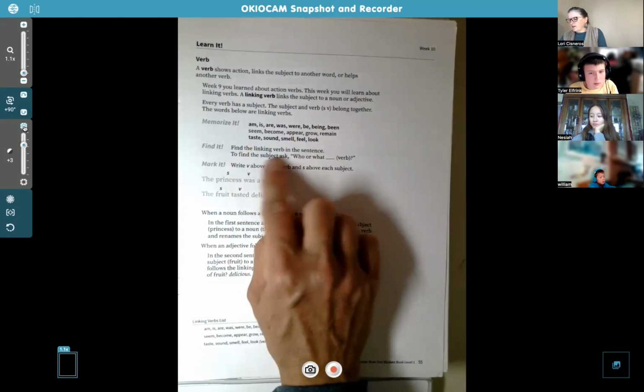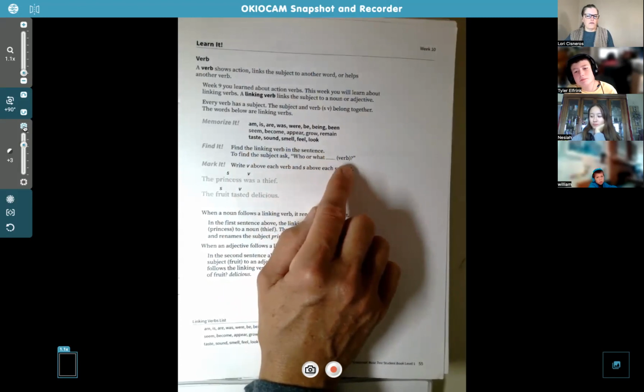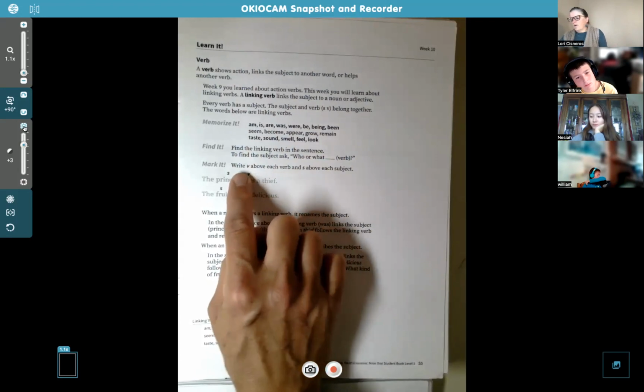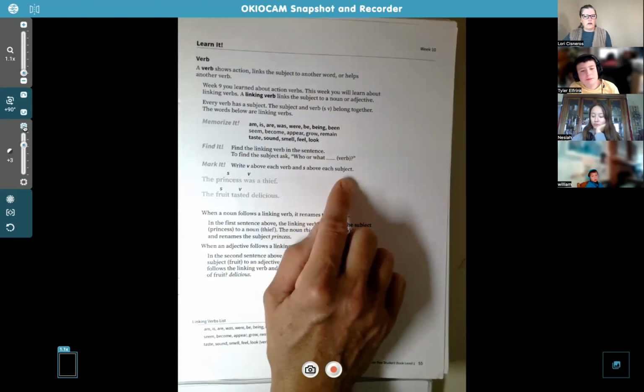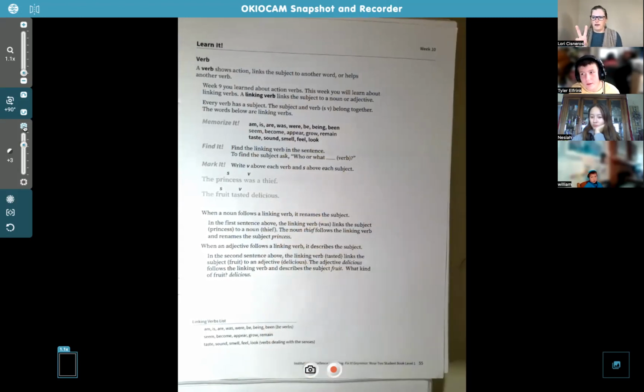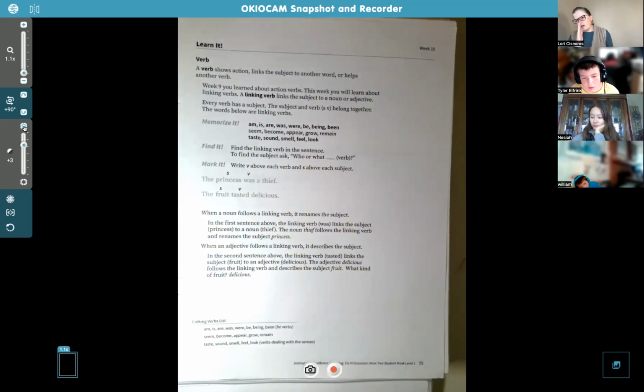Find the linking verb in the sentence, and then to find the subject, you ask who or what is doing the verb, right? So you look for that verb, and then you ask who or what. And then you're going to write V above each verb and S above each subject. Now, I will tell you for the subject, it will either be a pronoun or a noun. So that's the only time in this book where you'll label something 2 things. It'll say noun and then subject, or pronoun and subject. So that's the only time you will have 2 on top of each other.